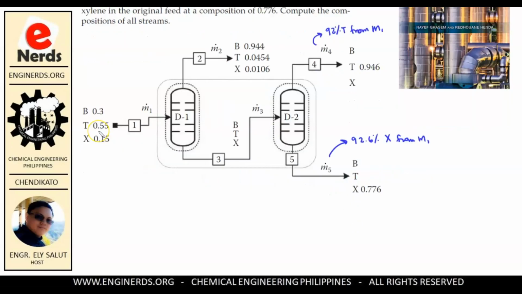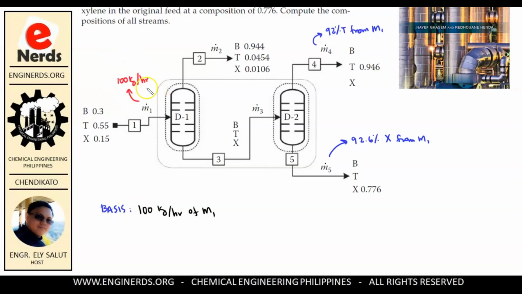Well, of course, first thing to do is to set our basis. And since everything is expressed in percentage, so I think it is logical to have a basis of, let's say, 100 kilogram per hour of our feed. Okay? So, our M1 here is equal to 100 kilogram per hour.